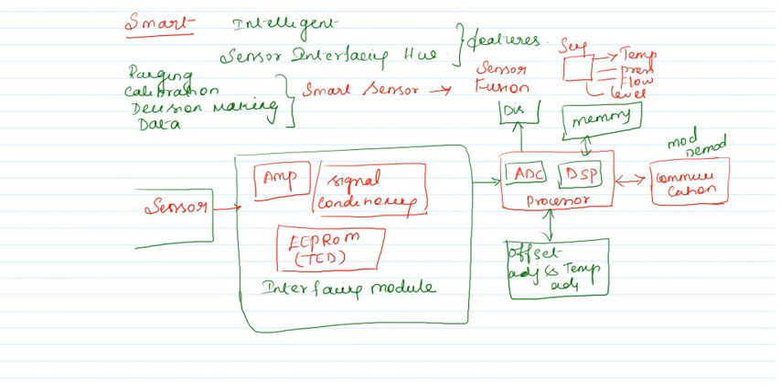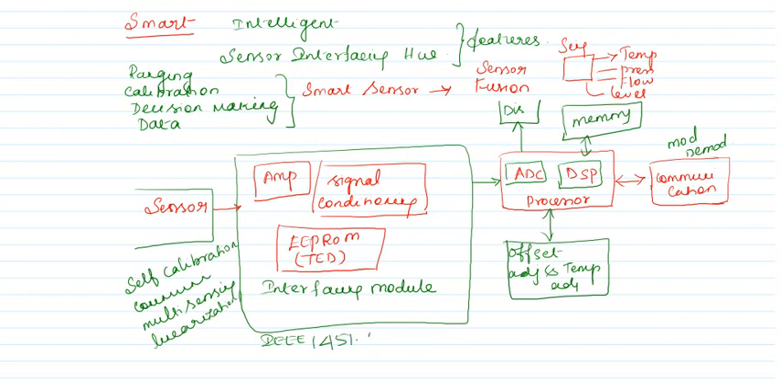So the features in your smart sensor are self-calibration. Then it also consists of communication units. Then we have multi-sensing, that means multi-functions. Then we can have linearization. These are some of the features of this smart sensor unit. Then TEDS, your transducer electronic data sheet, follows the IEEE 1451.4 standard. Then it also consists of EEPROM.